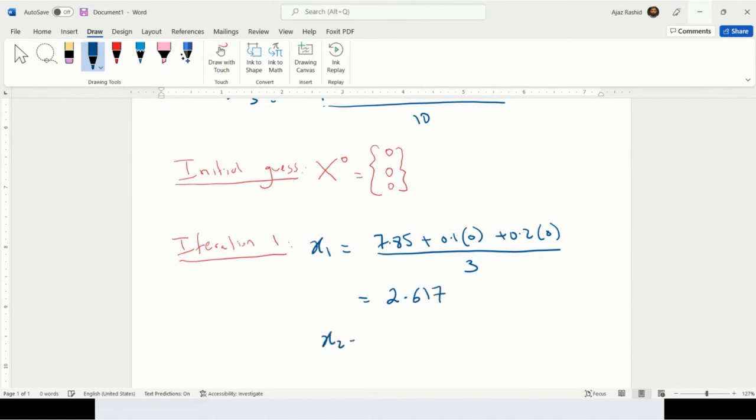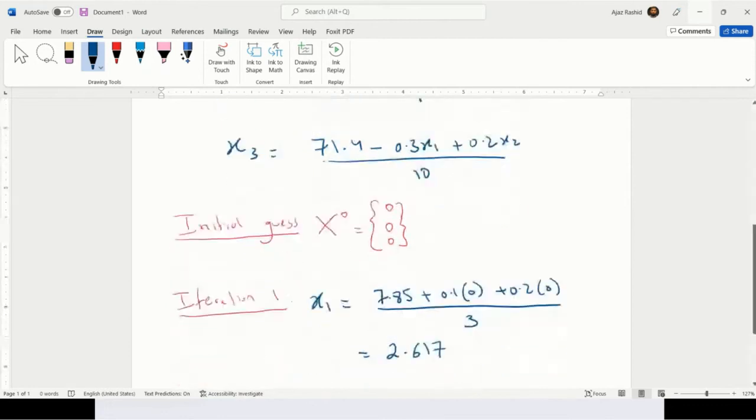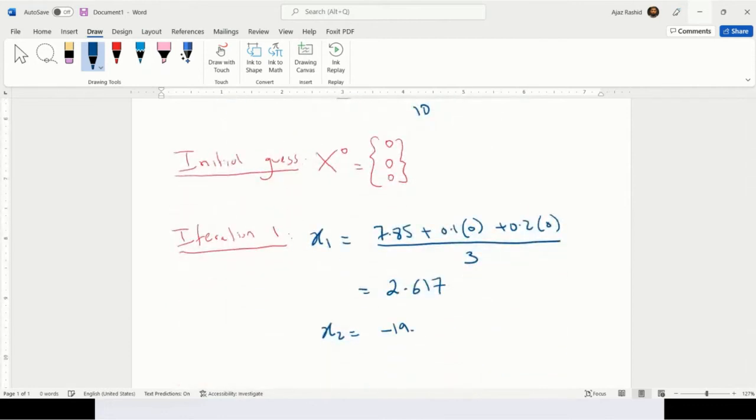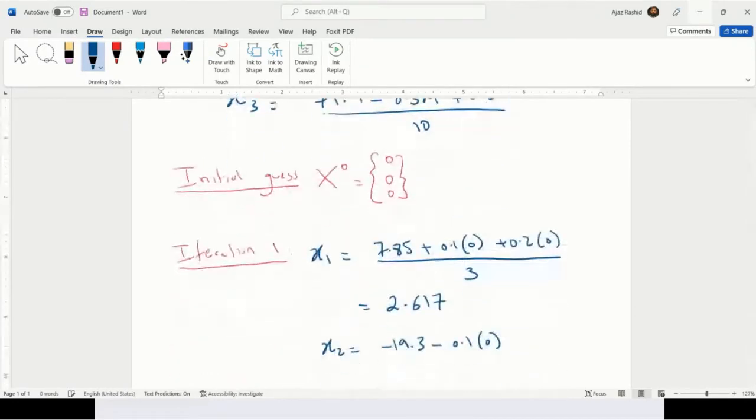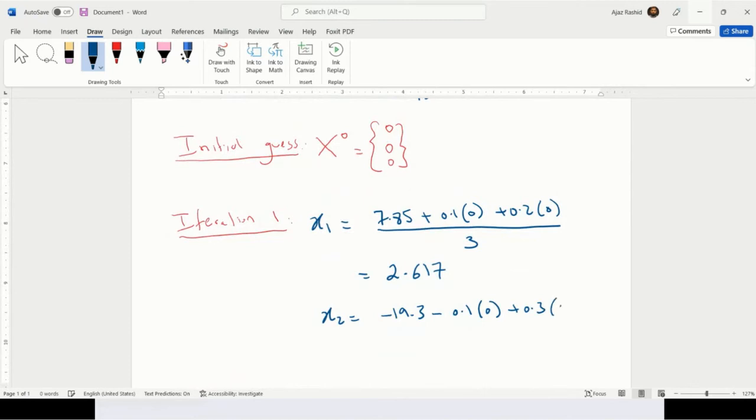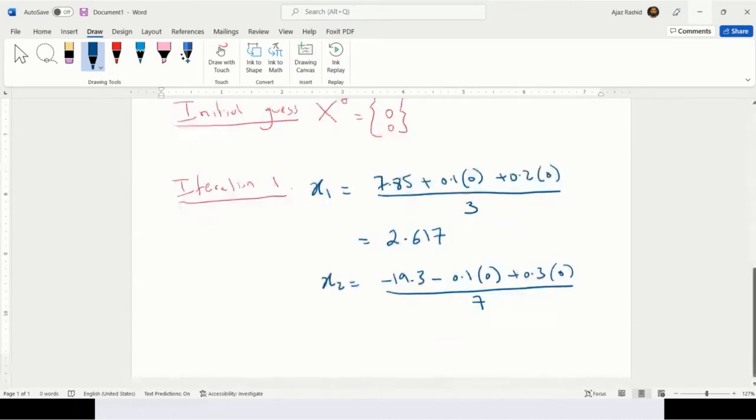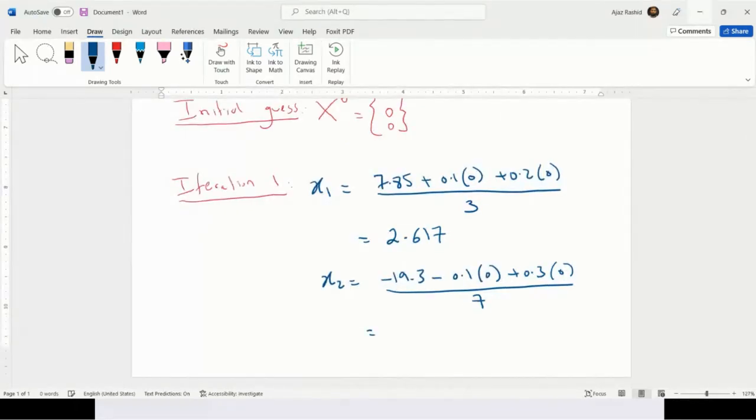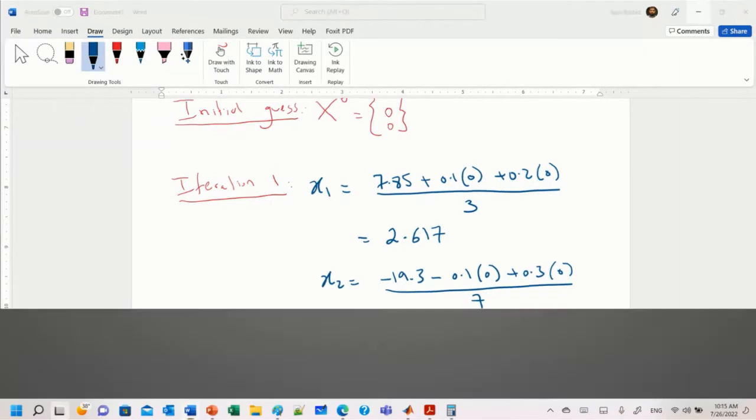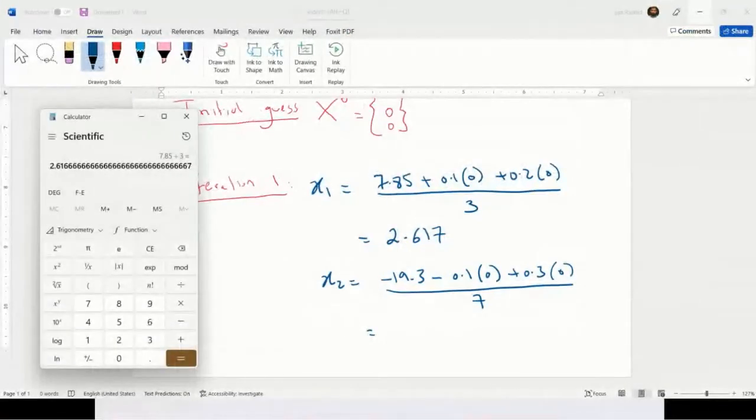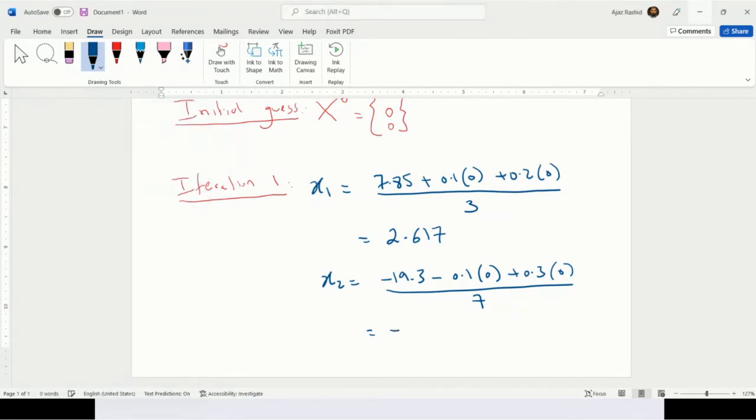Then x2 is minus 19.3 minus 0.1 x1, which was 0 from the previous iteration, plus 0.3 x3, which is also 0, divided by 7. So that again becomes just minus 19.3 divided by 7. So negative 19.3 divided by 7 is minus 2.757.